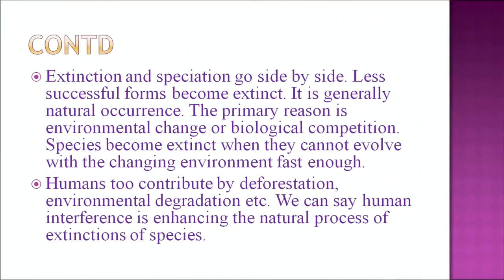Extinctions and speciation go side by side. Less successful forms become extinct. It is generally a natural occurrence. The primary reason is environmental change or biological competition. Species become extinct when they cannot evolve fast enough with a changing environment. Humans too contribute by deforestation, environmental degradation, etc. We can say human interference is enhancing the natural process of extinction of species.